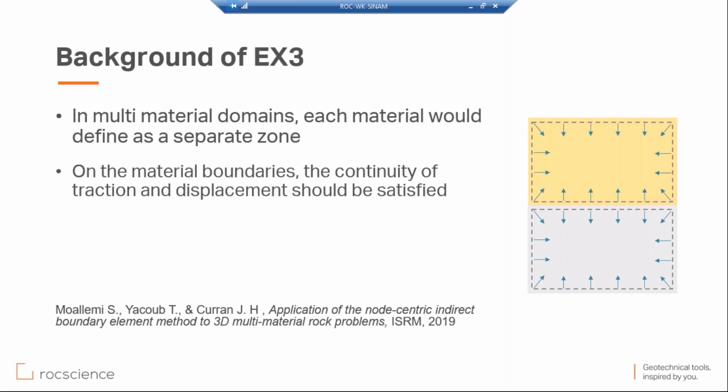Also, for modeling multiple materials, for example, if you have two different zones and each of them has different properties, in order to solve it, we need to satisfy the continuity of traction, because we have equilibrium at each point in the domain, and also the continuity of displacement. So this surface should behave the same on both sides. If you want to know more about the mathematical background, I recommend you have a look at our paper that we published last year, and also presented at ISRM in Brazil.